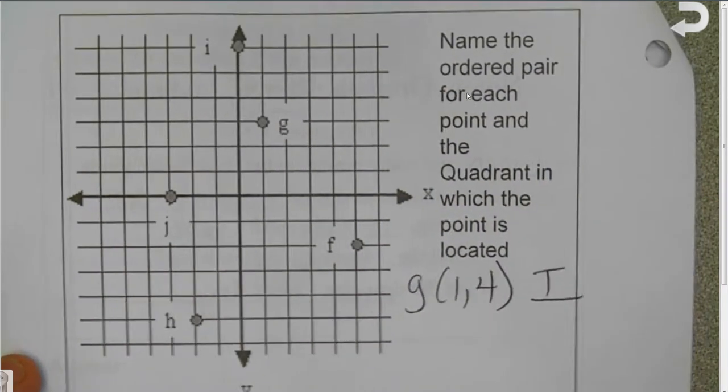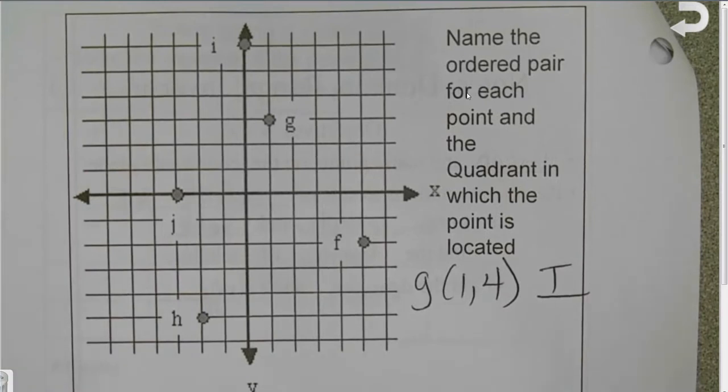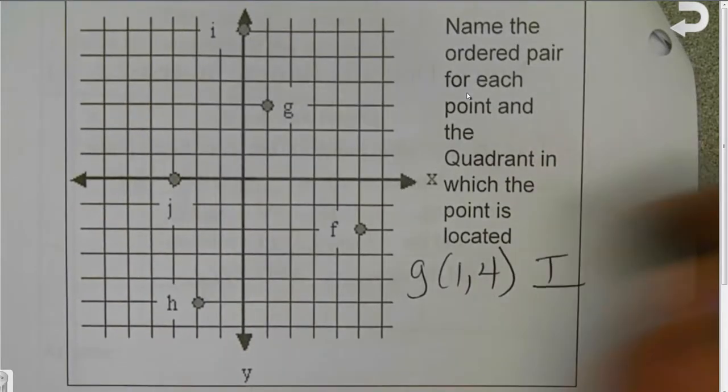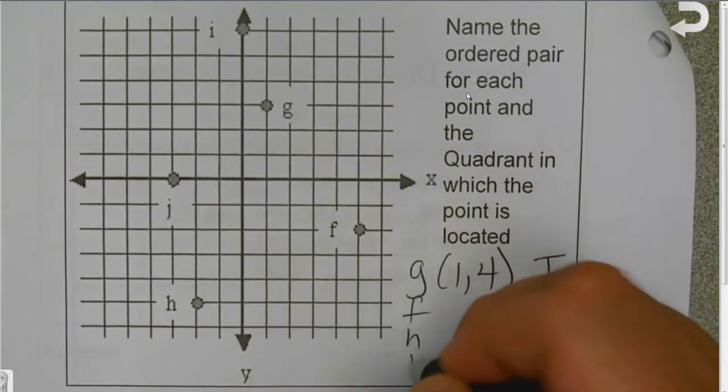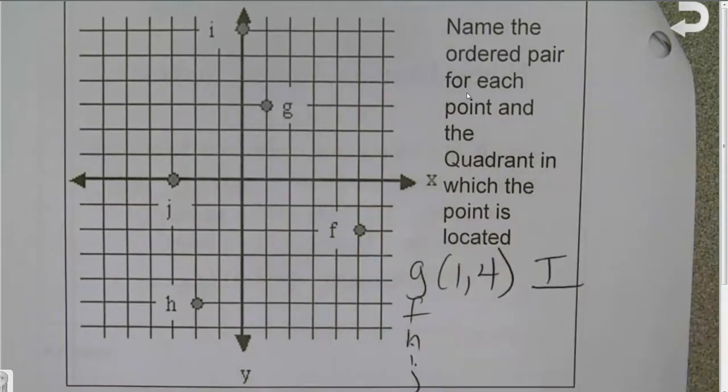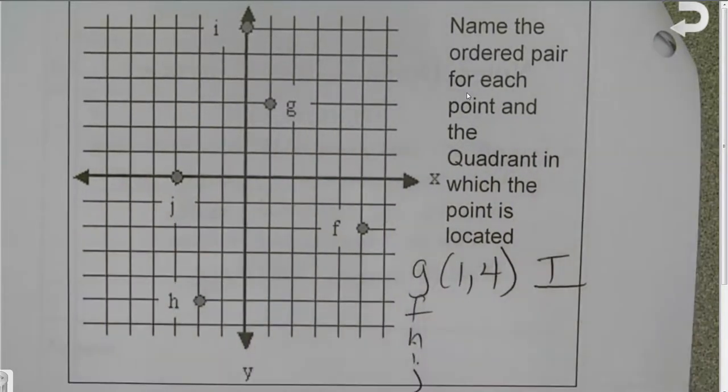I will tell you that I and J are on an axis. So when you write down I and J, you're going to have to make sure you understand that they are on an axis. So you're also going to write down the points and their locations. And we'll check this in class tomorrow.